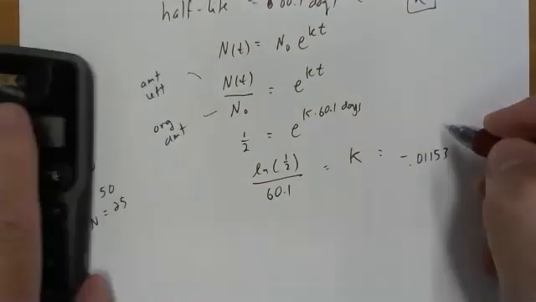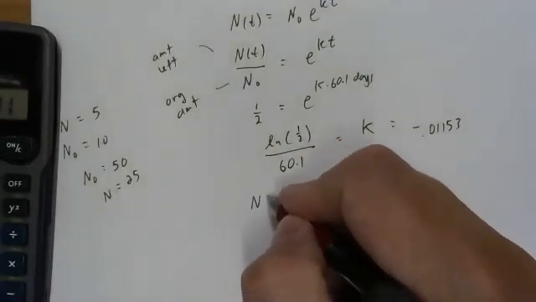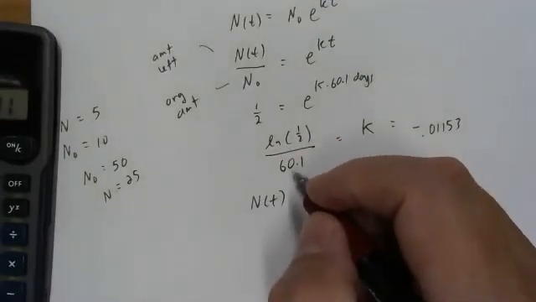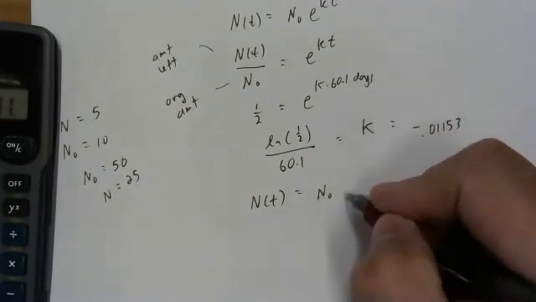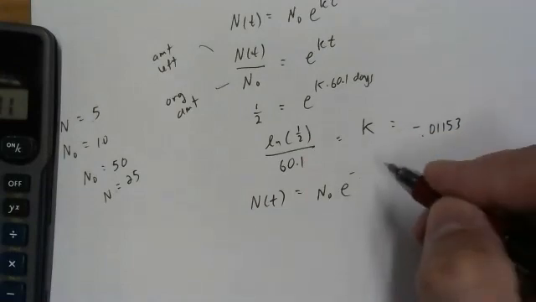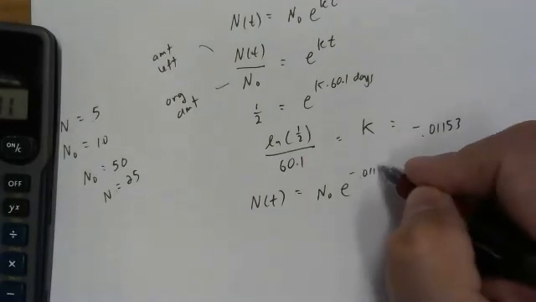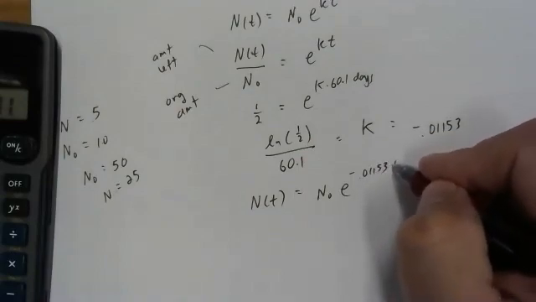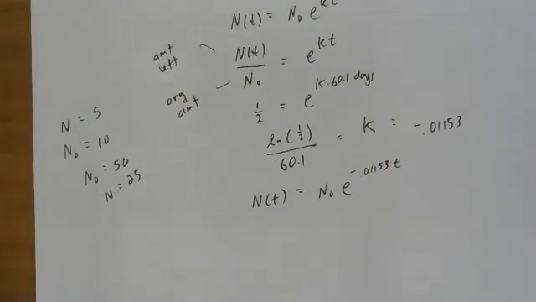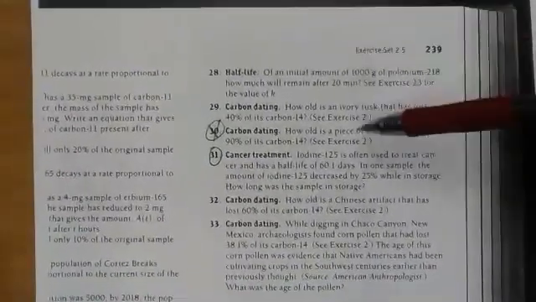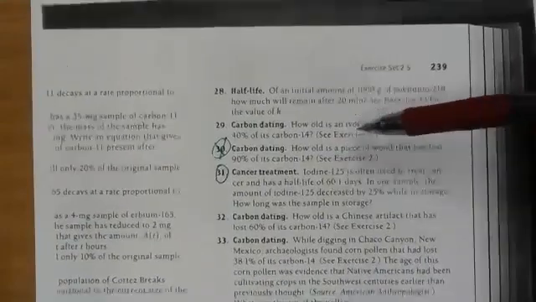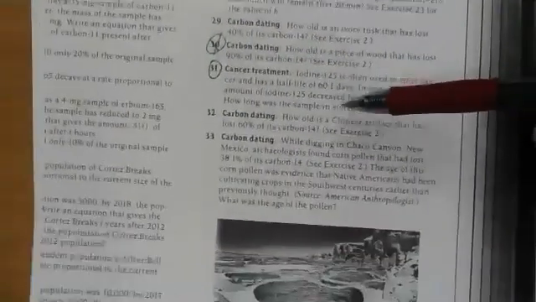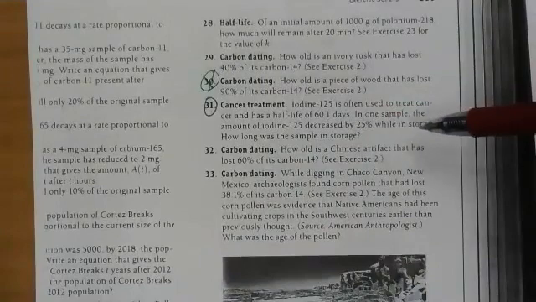K is -0.01153. Now I can write my equation for this iodine, or whatever it is. I still don't know the initial amount, but now I do know my K. So the first part of the problem, giving us the time of the half-life, gives us a way to find K.